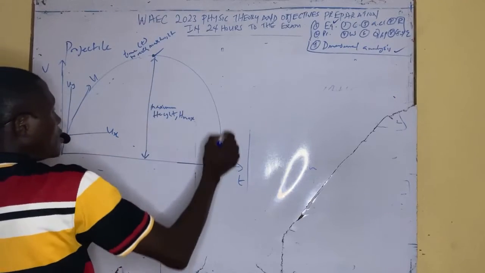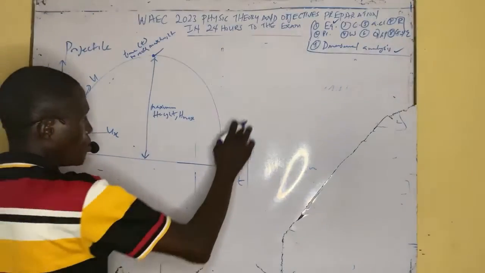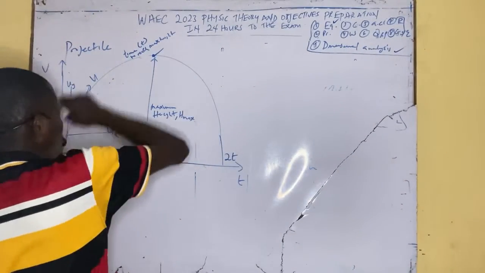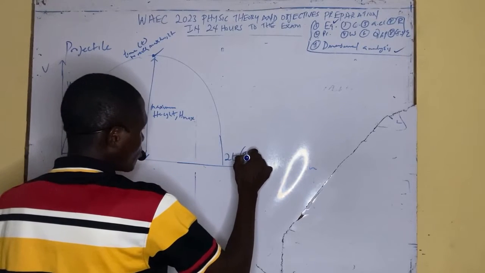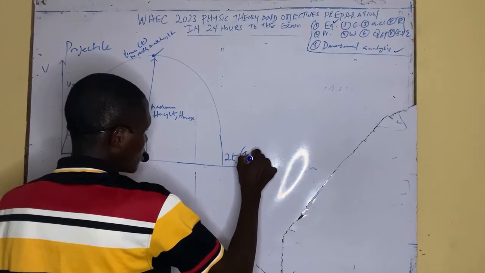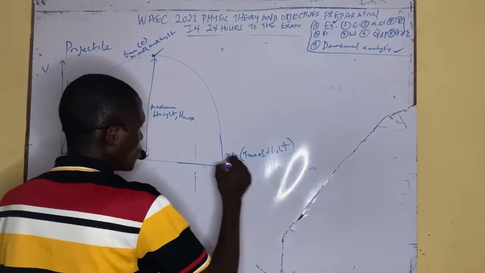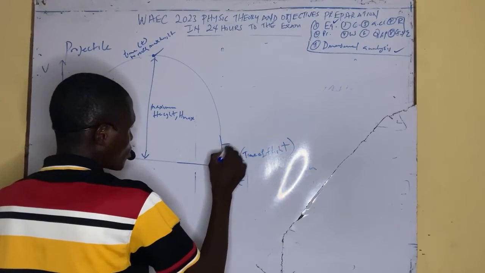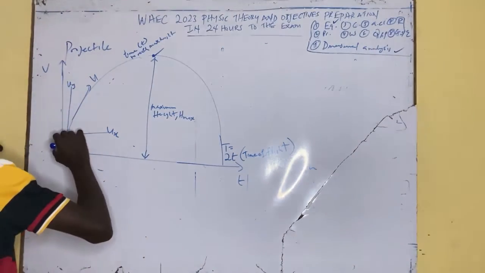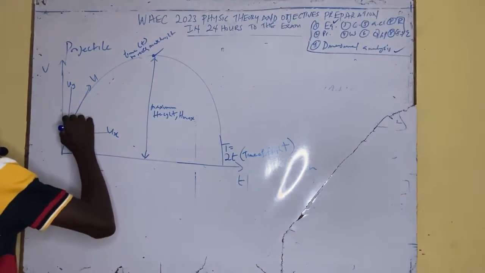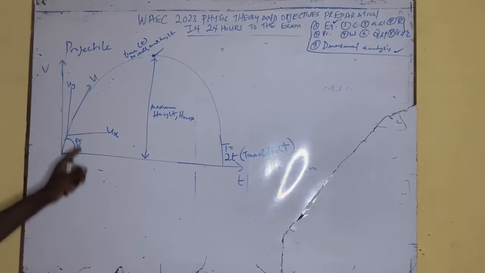and when it comes back, that is t again. But when it comes to here, we have 2t, which is usually the time of flight, to cover everything. So the time of flight, capital letter T, is equal to 2t. This is also projected at a specific angle. That's why I draw it like that.